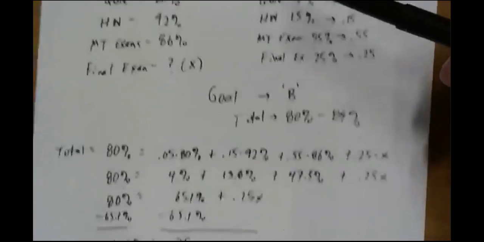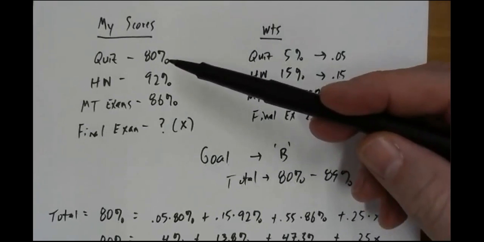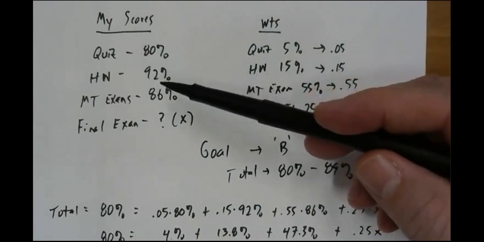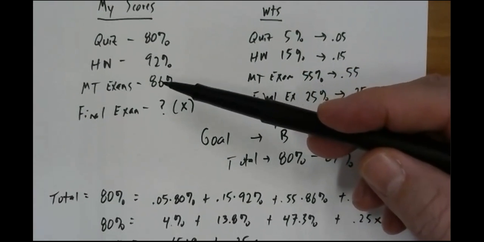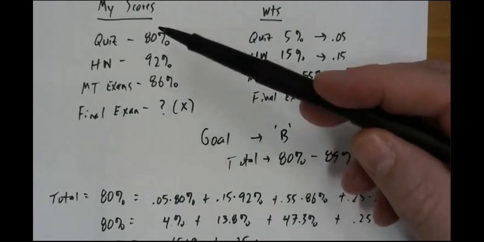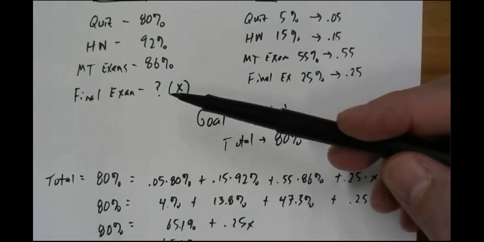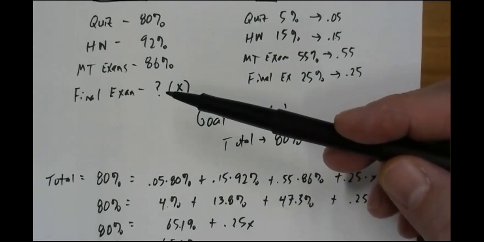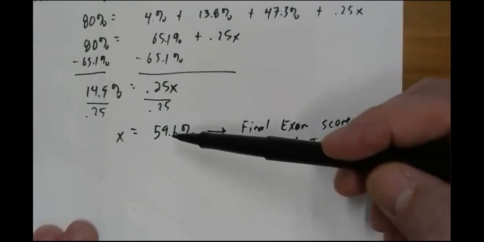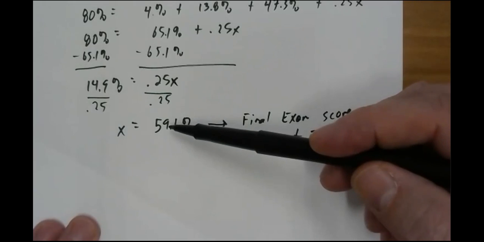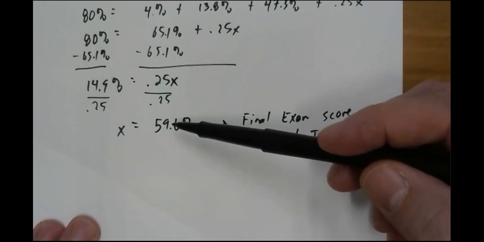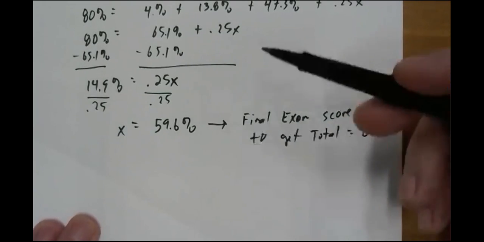It sort of makes sense, because look at it so far: quizzes, he's got a B; homework, he's getting an A; midterm exams, a mid B. So he's got B's and A's so far in the class. So now it's like, what do I need on the final exam to keep my B? Actually, he doesn't have to do that great, at least a 59.6%.